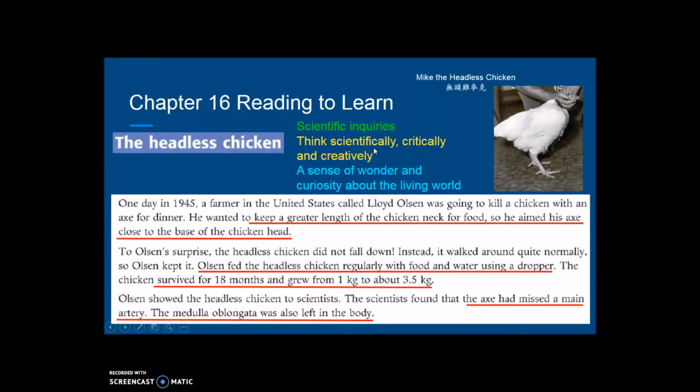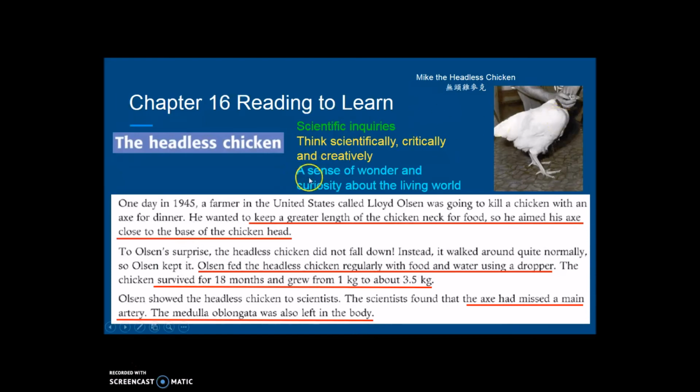For example, we need to apply some biological knowledge to analyze why this chicken can still be alive without the head. Or we should think about it critically, because some people may think that without the head the chicken must die. Actually, in this case the headless chicken is a fraud, it is fake. So it's not true. So we need to analyze it, and also think creatively about why a chicken, even without the head, can survive.